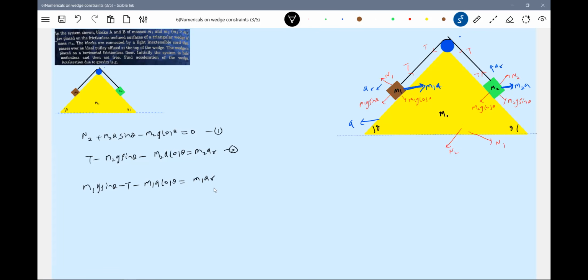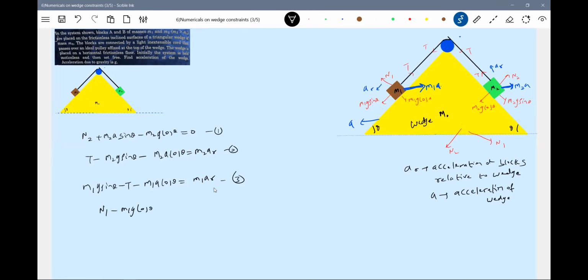Then for the other block, M1G sine theta minus T minus M1A cos theta equal to M1AR. What is AR? It is the acceleration of the blocks relative to the wedge. And what is A? Acceleration of the wedge. A good question for students to practice rather than from an exam point of view. Then perpendicular to incline for the block: N1 minus M1G cos theta minus M1A sine theta equal to 0.